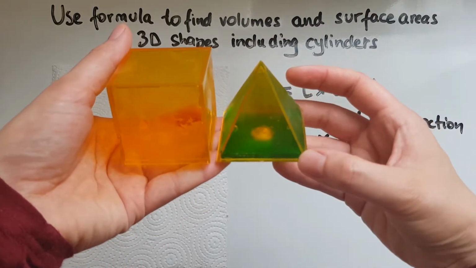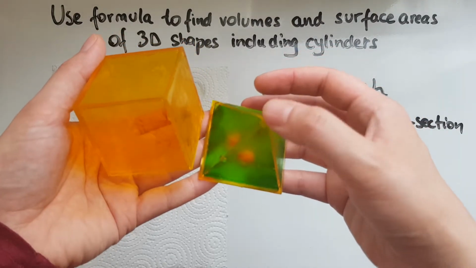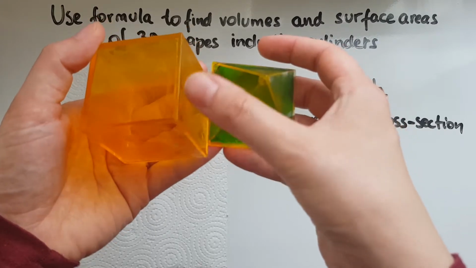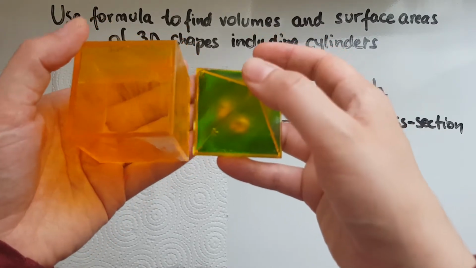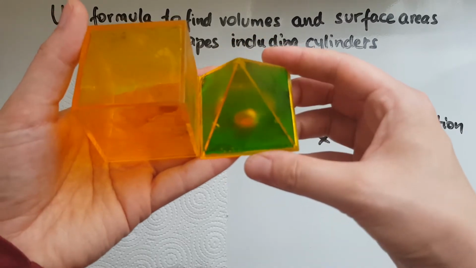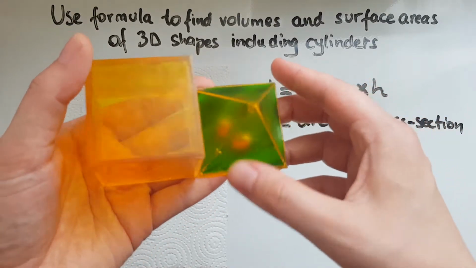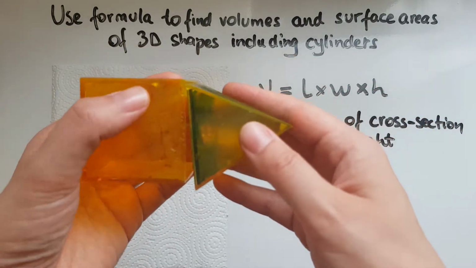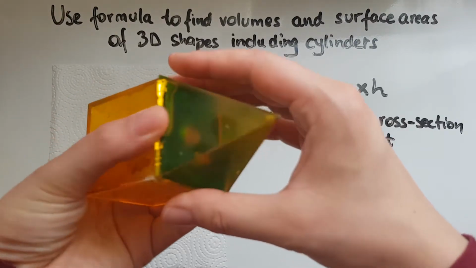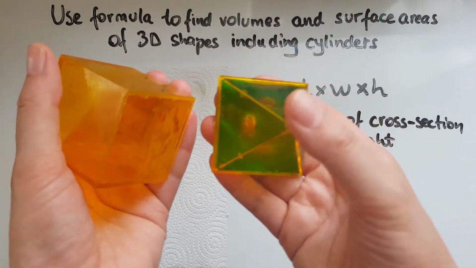These two shapes have the same height. This height from the bottom to the top is the same as the height of this cube. So the pyramid that I have and the cube have the same height. And this area is exactly the same, so they have the same base.